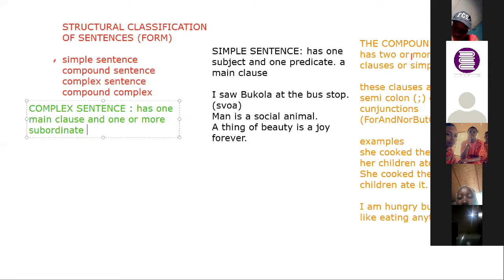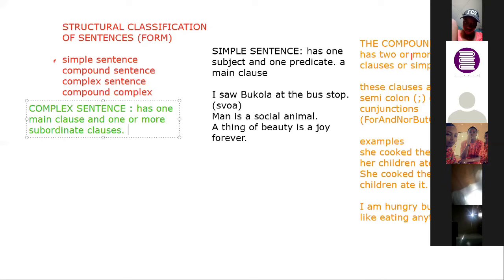A complex sentence has a main clause and one or more subordinate clauses. Are you getting me? A main clause is a clause that can stand on its own. A subordinate clause is a clause that cannot stand on its own. Do you understand me? I hope that is clear.